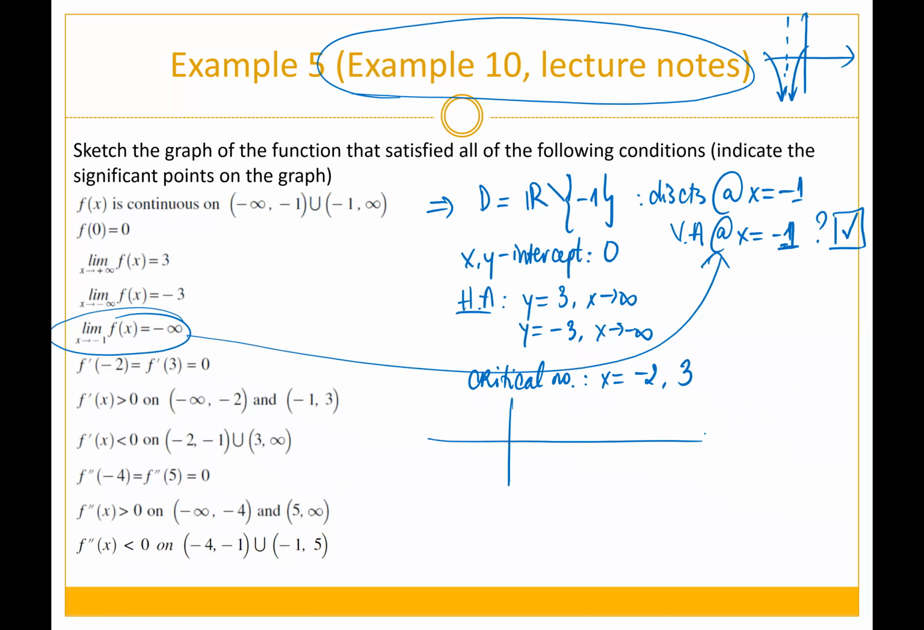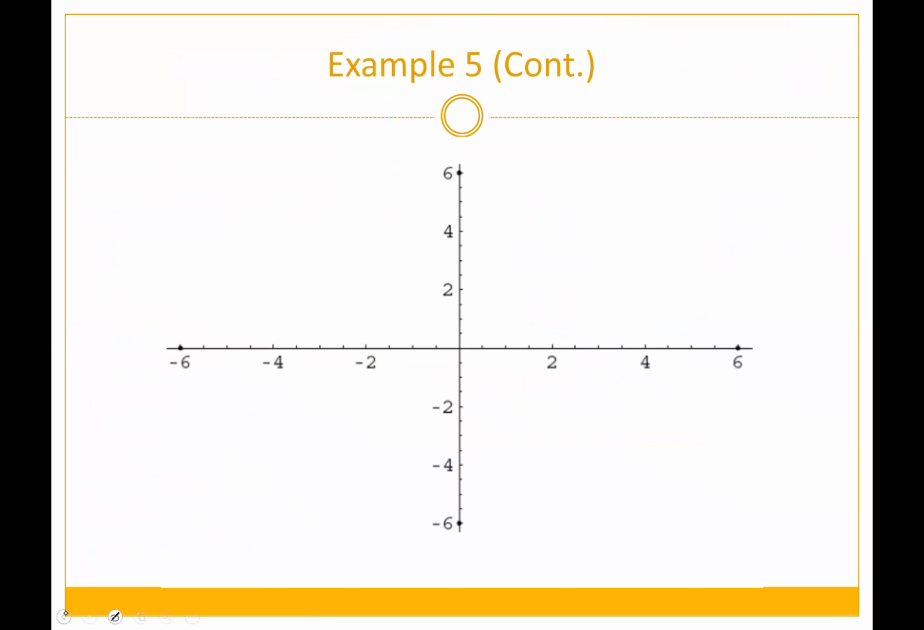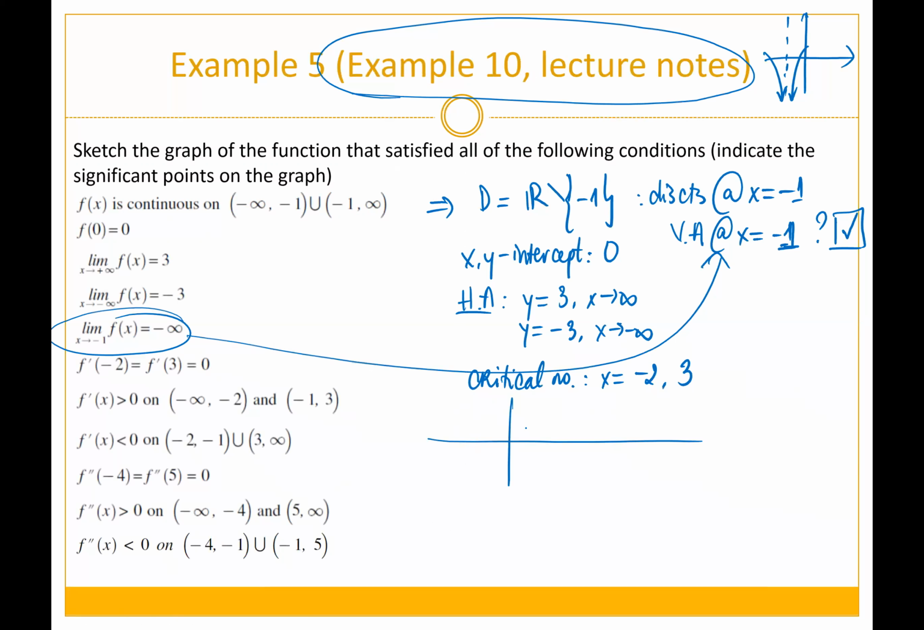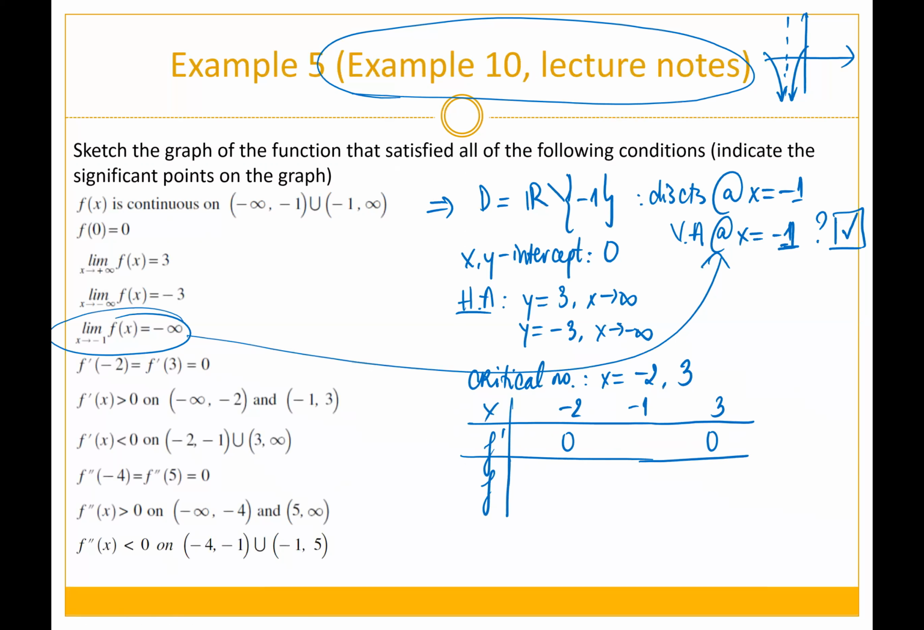So I would highly recommend drawing this table out, as I mentioned earlier: x, f prime, and f. So you have -2, -1, and 3, these special points. At these two, f prime is equal to 0, and at this one it's not defined because the function doesn't even include this point. It's positive here, and positive, and negative here, and positive, and then negative. So it's increasing, decreasing, increasing, decreasing.